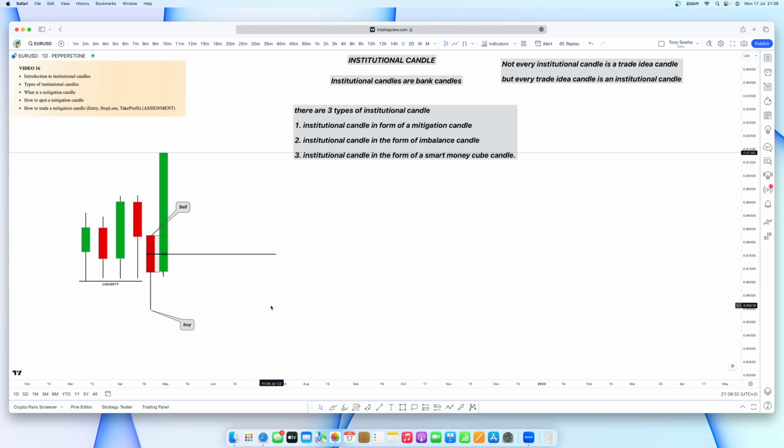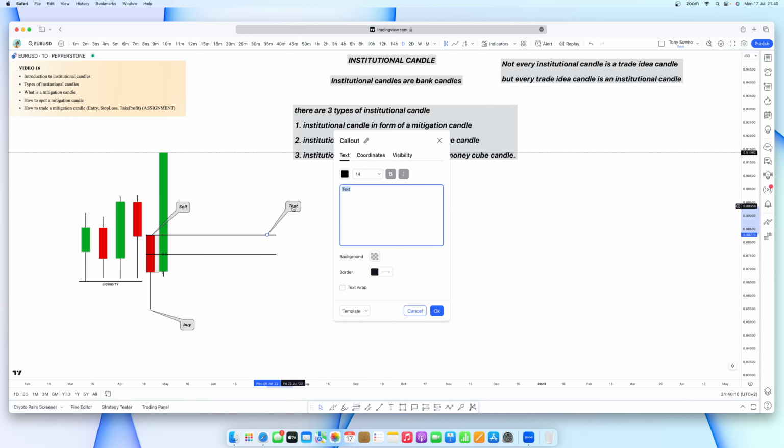And then I'm thinking to myself, okay, so maybe these institutions that want to come back and close this position, maybe they do not want to close the trade at zero. They want to take maybe a little more profit. So they take price down more to 50% of this candle, and then we see price reject all the way to the upside. So that way, we now have two ways we could trade a mitigation candle. You can either trade the mitigation candle at the open of the candle, or you can trade the mitigation candle at the 50%.